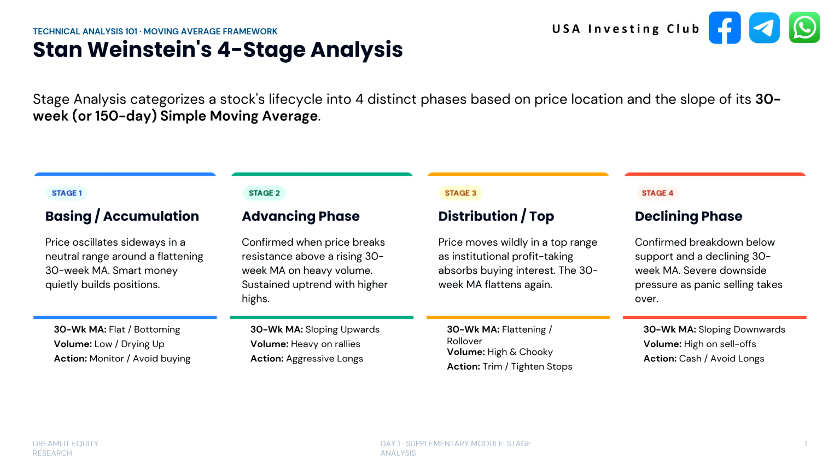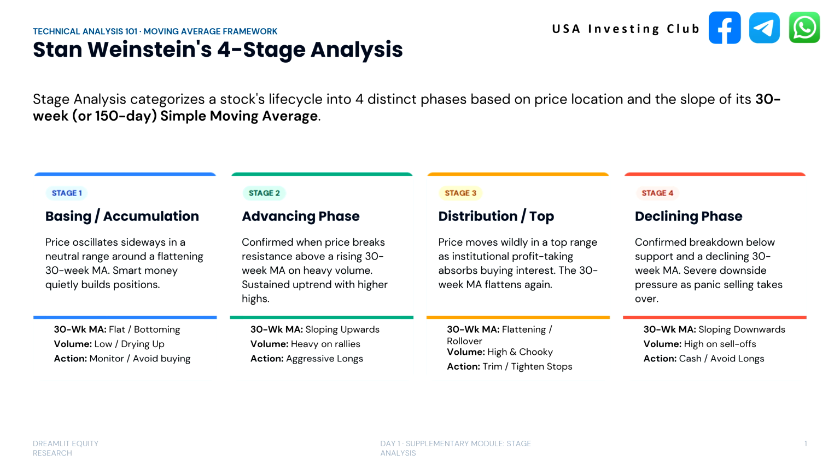Let's step back and look at moving averages through a completely different lens. Stan Weinstein's 4-stage analysis. Stage analysis categorizes a stock's entire life cycle into 4 distinct phases, based on where price sits relative to its 30-week, or equivalently, 150-day, simple moving average, and the slope of that average.